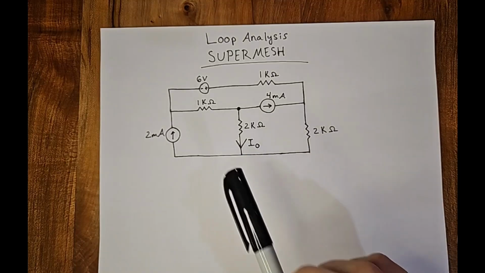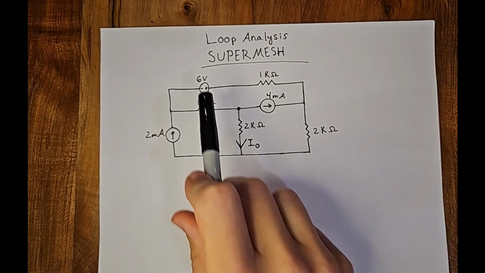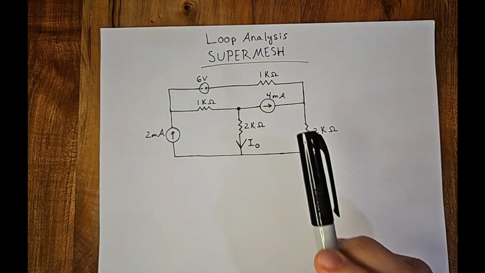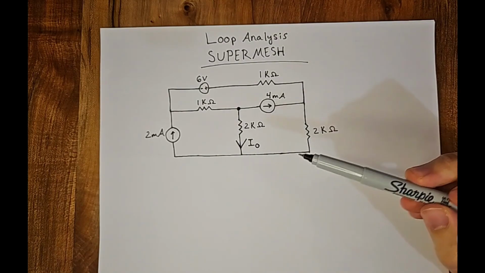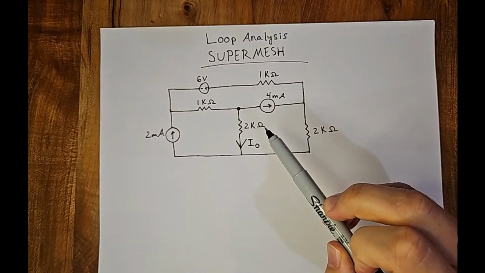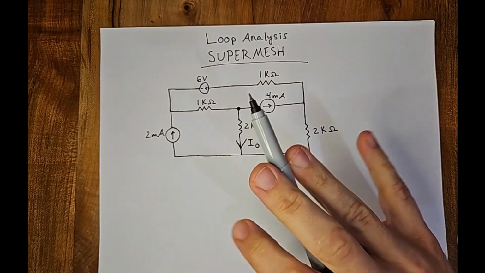So previously I did a video on mesh analysis, but this is going to be a super mesh, which means it has this current source, which is going to be in between two of your meshes. And of course, it's going to make things just a little bit more difficult, but we're going to break it up one step at a time and go very slowly.